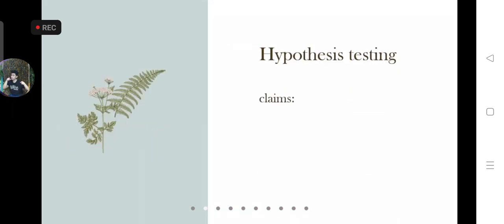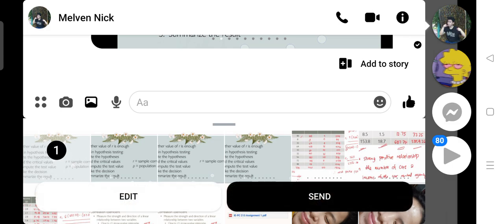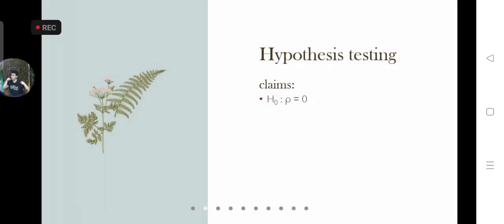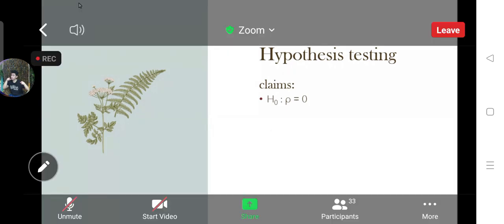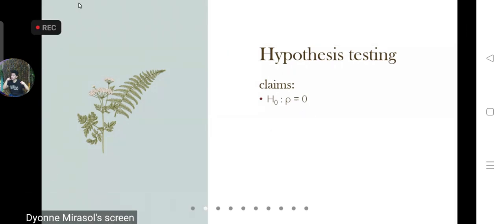So in hypothesis testing, in the first step, which is stating the hypothesis, we have these claims. So we will claim that the null hypothesis, the correlation is equal to 0. Wait lang, kasi wala nag-mute. Ay, si Darwin. Pag-mute sa kadali, Darwin.